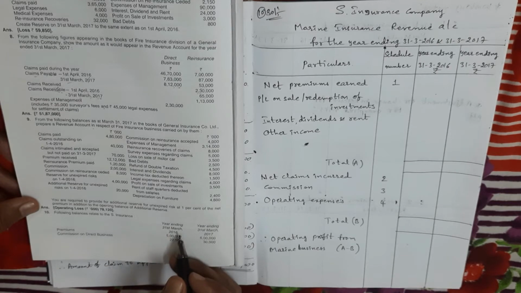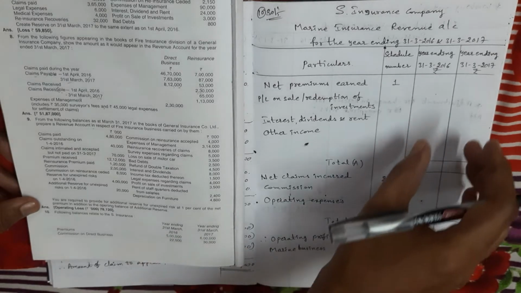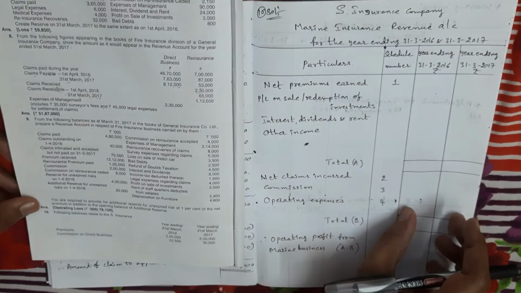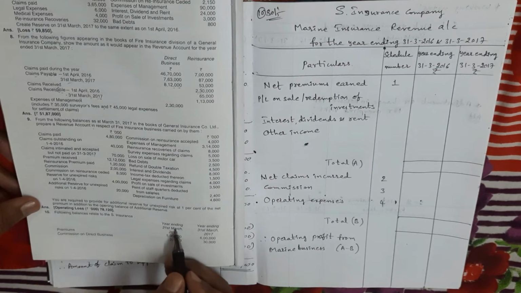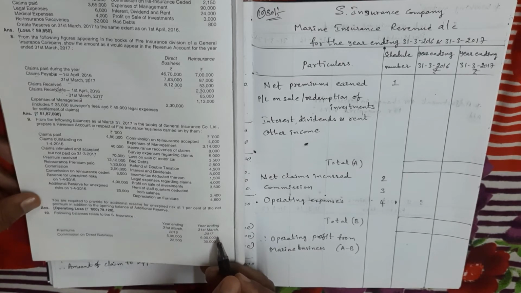So my dears, in this problem, 2 years information is given. Generally they give 1 year information, but only in this problem, 2 years information is given. So 2 years information given means we have to provide two columns, two amount columns in the revenue account. Premiums for the year ending 31st March 2016 we treat as opening. Year ending 31st March 2017 we take as closing.